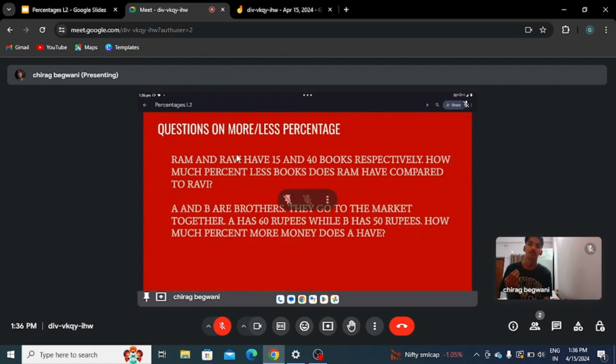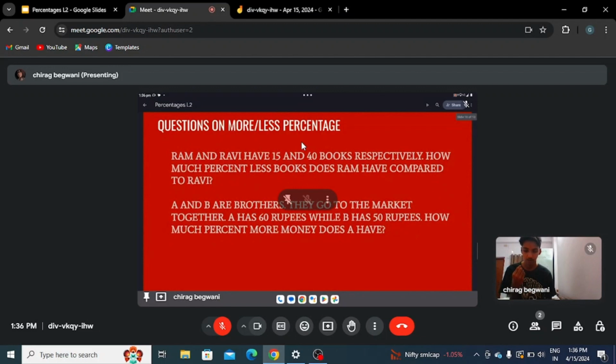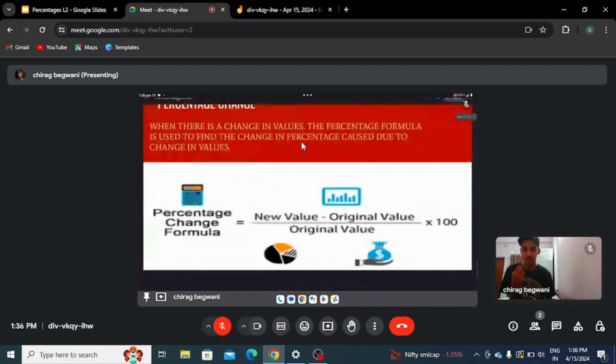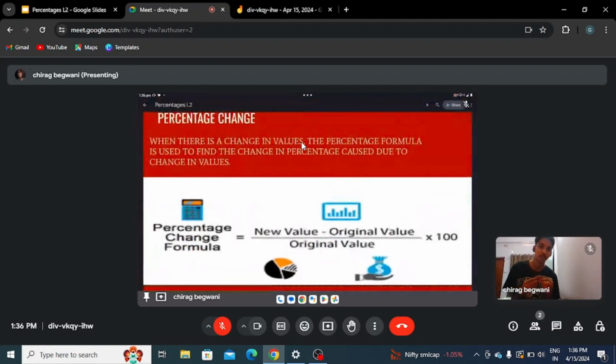Got it. So first we always find the difference, and then whatever quantity we're comparing with, here 40, we put that as the denominator and then simplify. Okay, so more and less is done here. Now this is kind of the last concept for percentages.